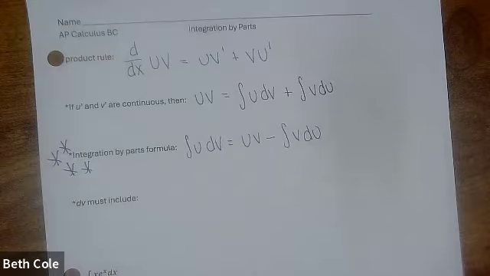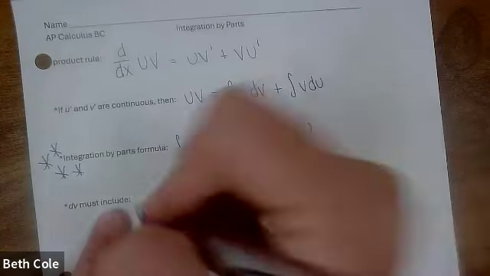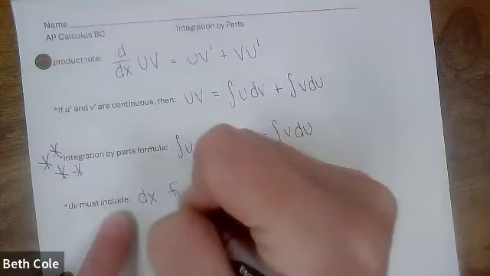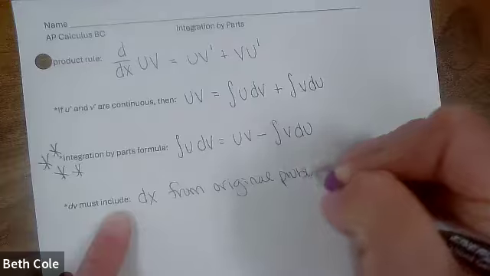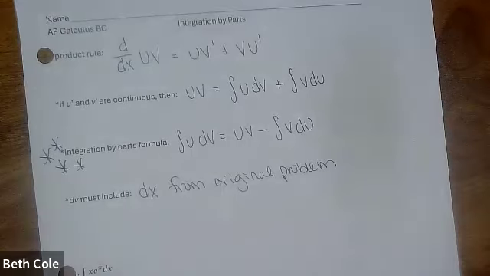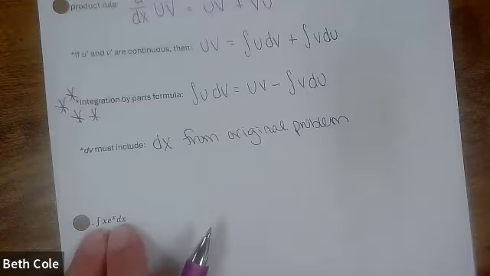All right, and last thing before we jump into a problem, dv must include the dx from the original problem. So that dx has to get substituted in somewhere. And this is going to be similar to the u substitution that we did, but a little bit more complicated. Okay. So looking at the first one, do you see how there are two separate functions?